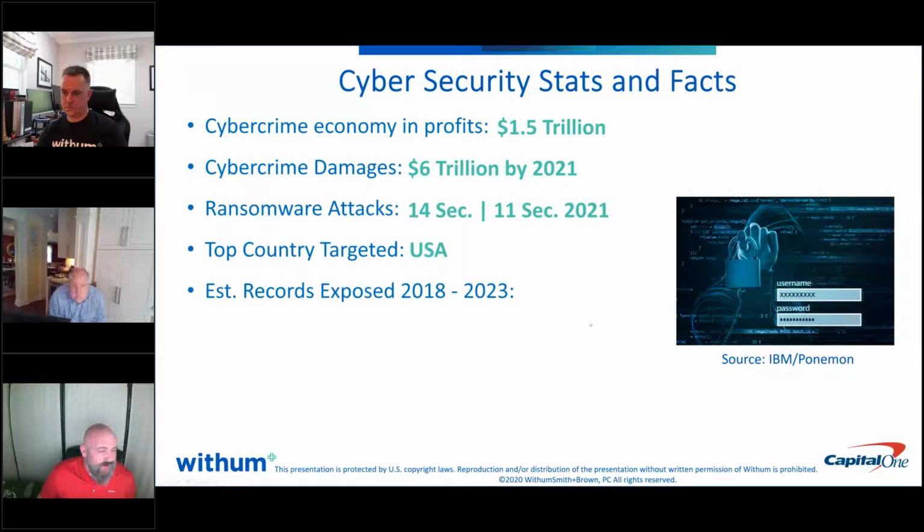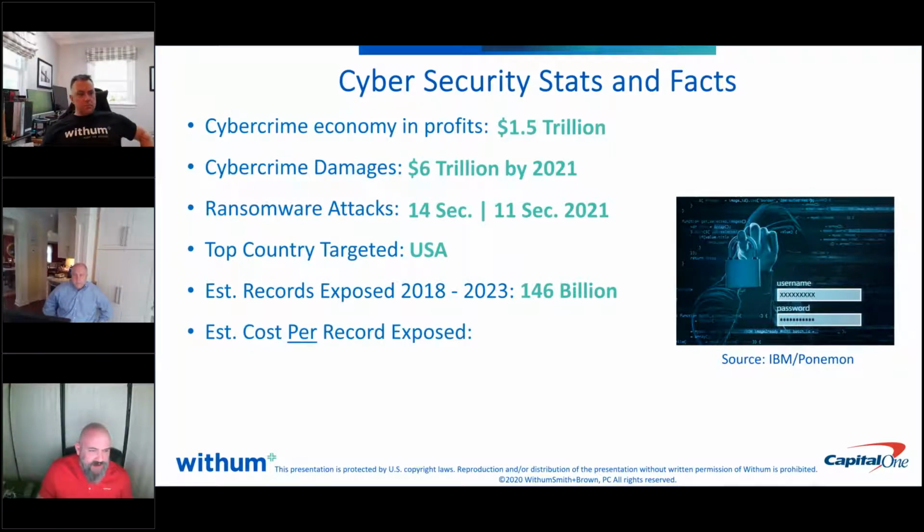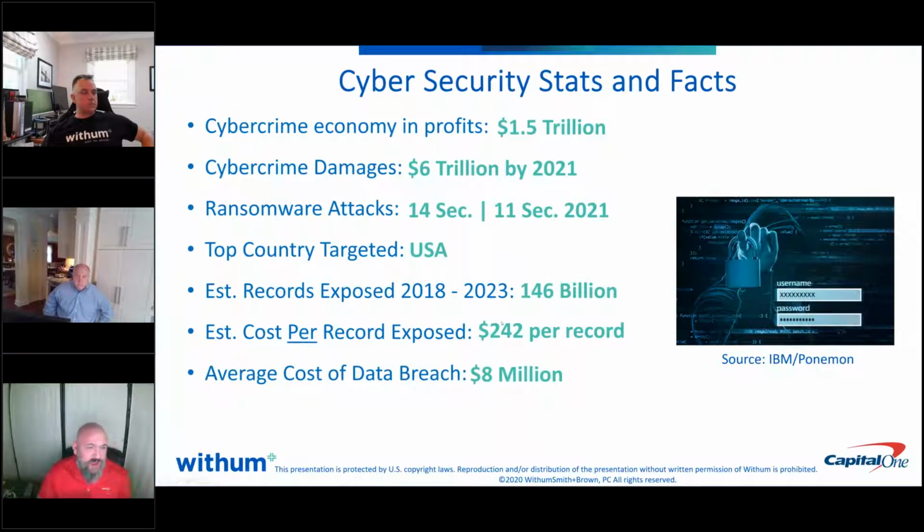Estimated records exposed from 2018 to 2023, 146 billion records. We do a lot of work with various clients that have had intrusions, and the next stat here, I'll tell you, the cost per record is $242 per record. That is really pretty fairly true. When somebody is attacked and they lose their records, between fixing their infrastructure, the legal notifications, legal ramifications, fines, it's extremely expensive. And excuse me, the cost of a data breach is $8 million. That's on average across a large industry component. It's going to cost $8 million all told, with reputational impact, to recover from that breach.